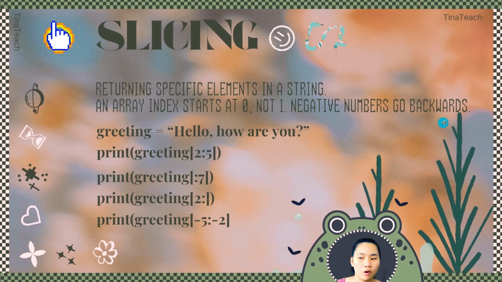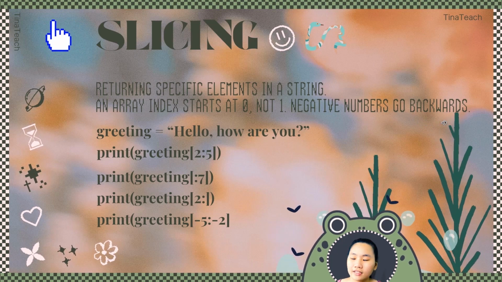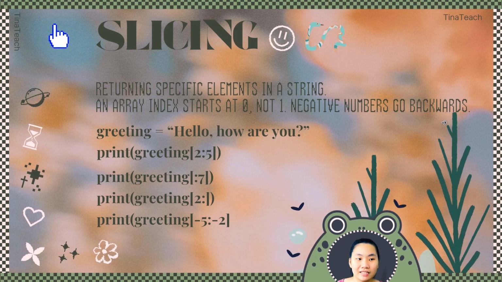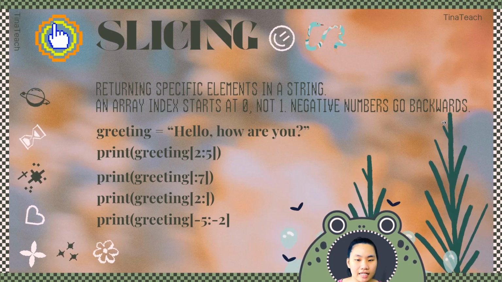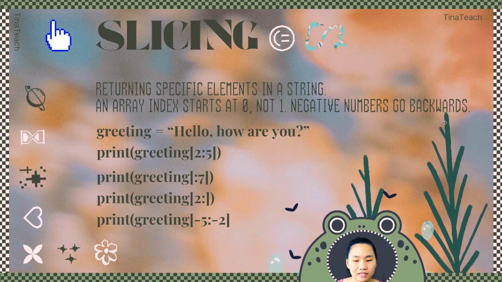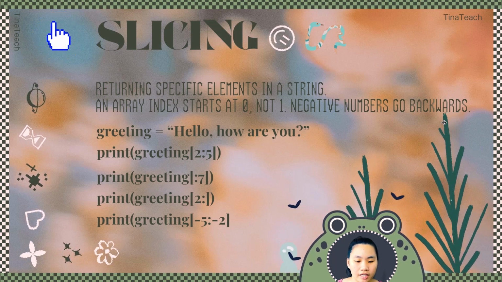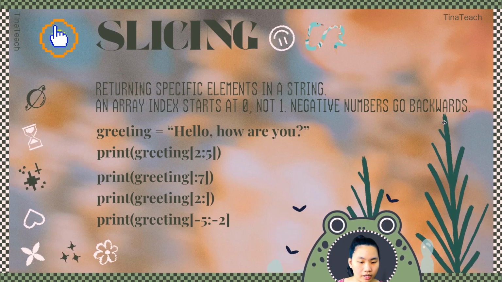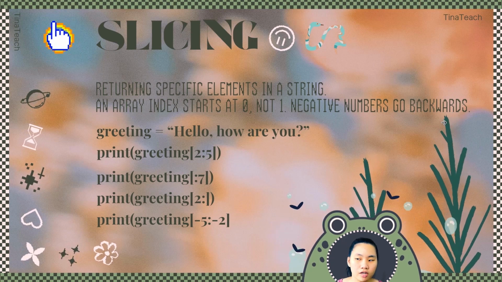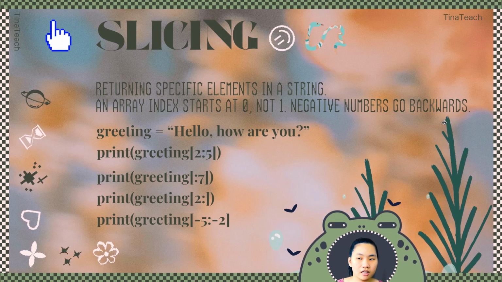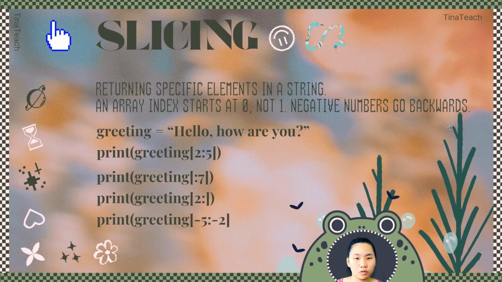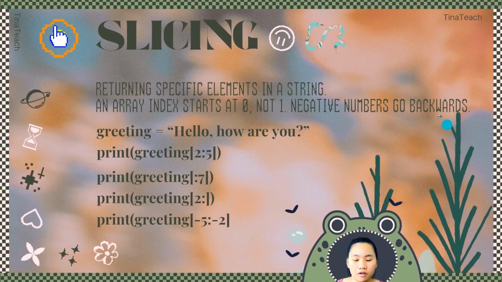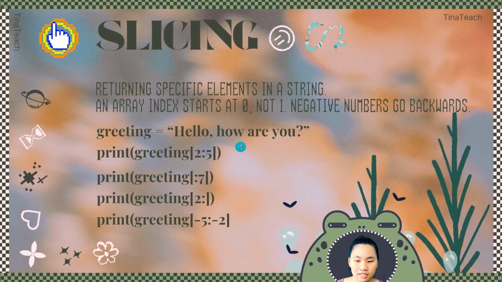Okay, what do I mean by going backwards? So let's say you have A, B, C, D. A is at the index of 0, B is at the index of 1. If you go for negative 1, is actually the other way around. So D would be at 0, and then C would be negative 1. Okay, so let's look at the syntax.